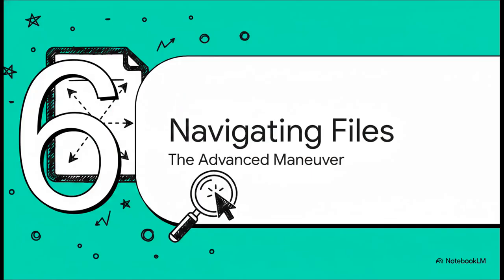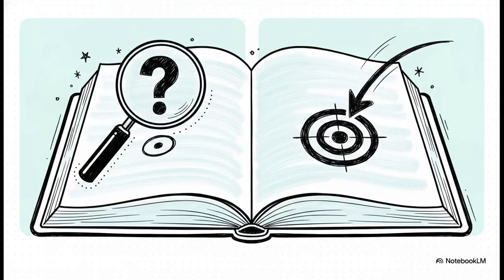Section 6. Navigating inside a file. The advanced maneuver. Up until now, we've read files sequentially from start to finish. But what if we want to access data randomly within the file? Well, Python gives us 2 fantastic functions for this: tell and seek. Think of reading a file like reading a physical book. The tell function simply returns the current integer byte position of your file object. It's literally like asking, hey, what page number am I currently on?